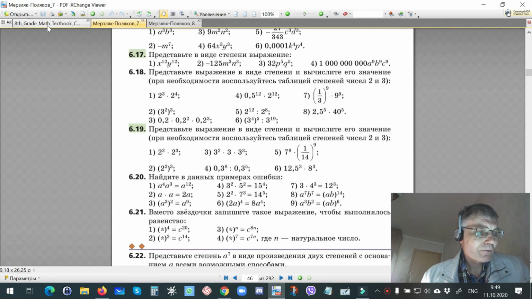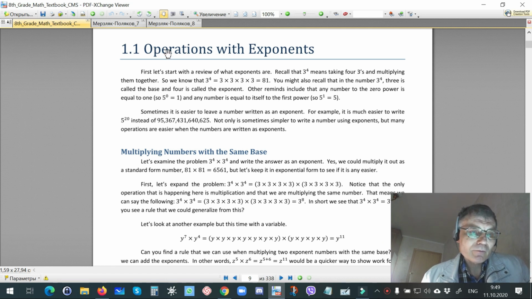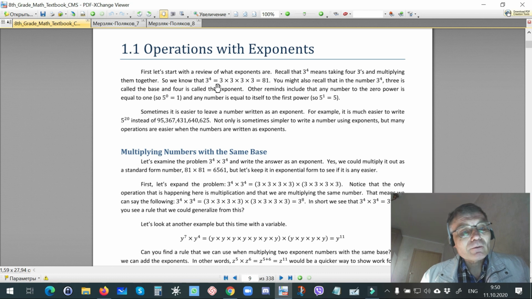what we do first is to look at our textbook. And we revise operations with exponents. First of all, let us remember that an exponent is just a short way to write down multiple products, like, for example, 3 to the power of 4 is 3 multiplied by itself 4 times. Remember that we call 3 a base and 4 an exponent.